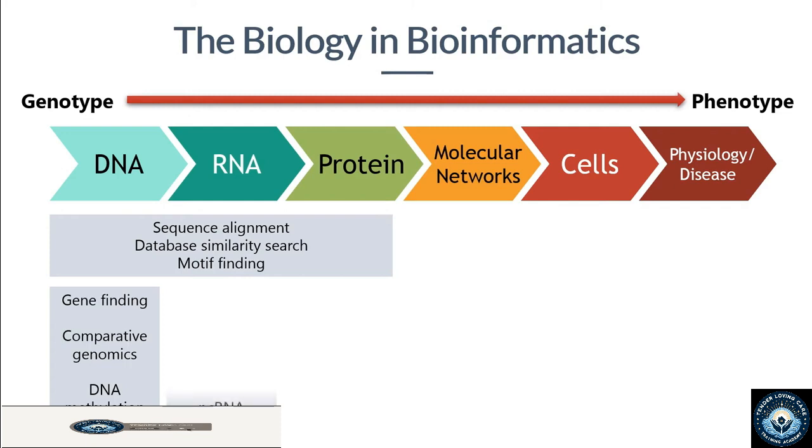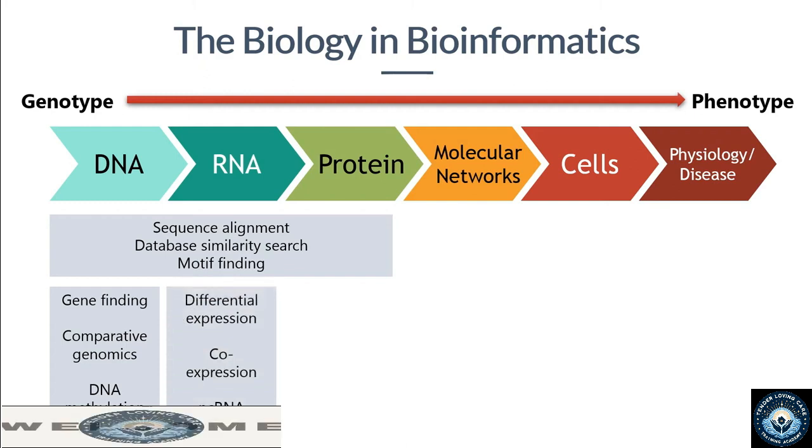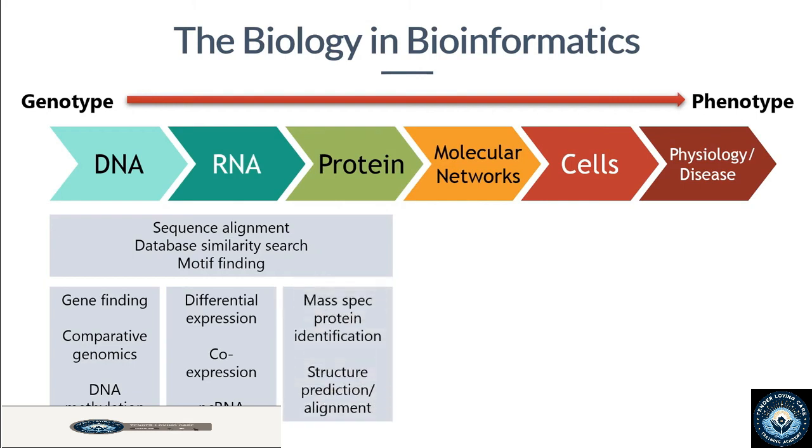At the level of RNA expression, we often need to find out which genes are differentially expressed between two organs or tissues, between tumor and normal tissues, or between two different developmental stages. At the level of proteins, how do you identify the expressed proteins from mass spec data? Proteins do not exist in a linear form in nature.